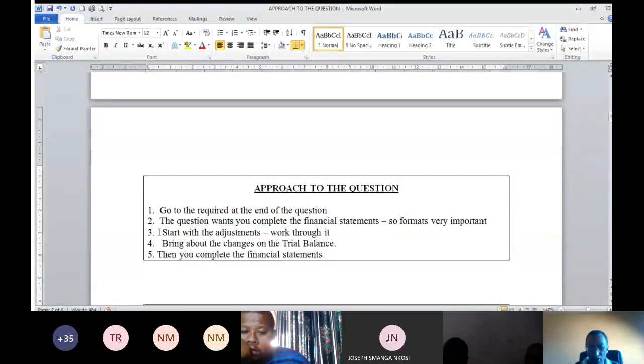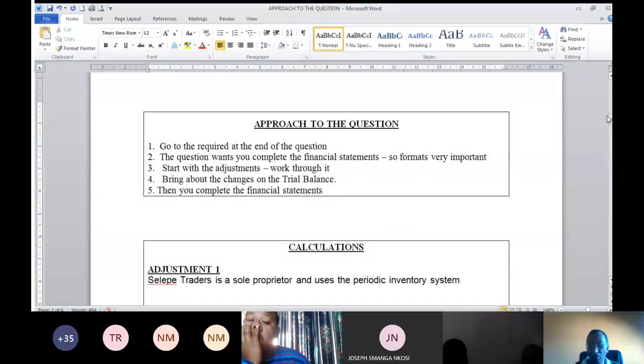The process that we are going to follow is, we're going to start with the adjustments. We're going to work through the adjustments. We are going to bring about the changes in the trial balance, because remember, adjustments and additional information has not yet been recorded in the books of the business. So we must record that, update the trial balance, and once we have updated the trial balance, we've got the final totals now in the trial balance, and from those totals, we can now complete the financial statements. So that is our approach now to the question.